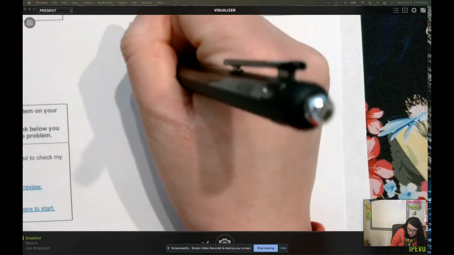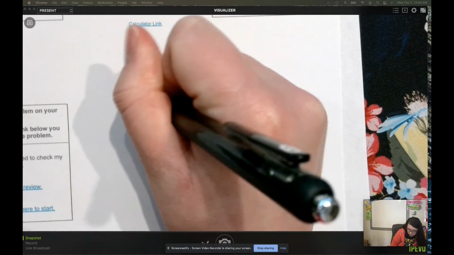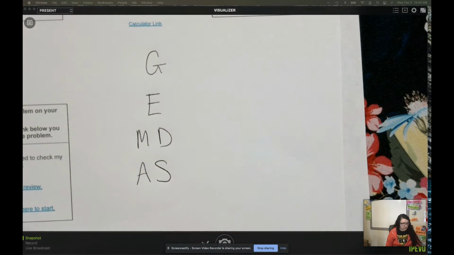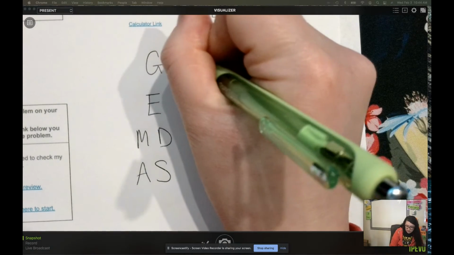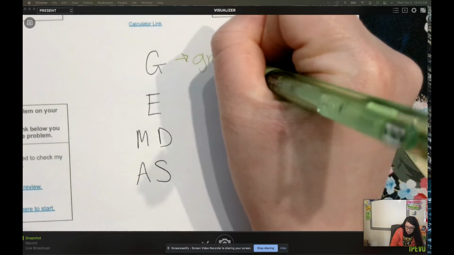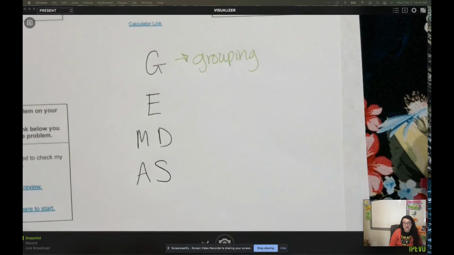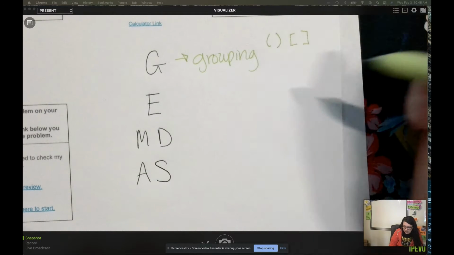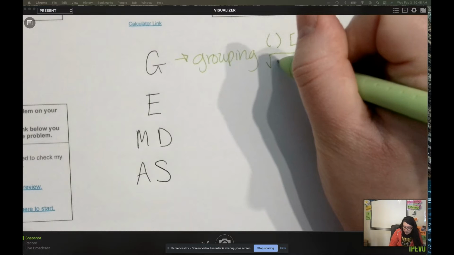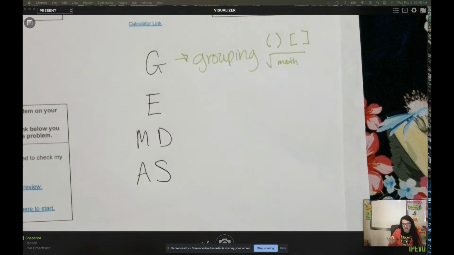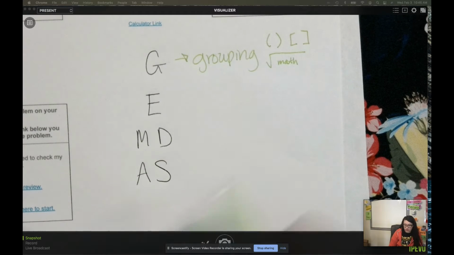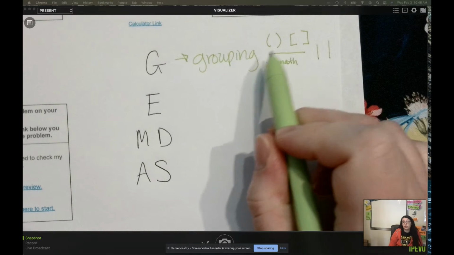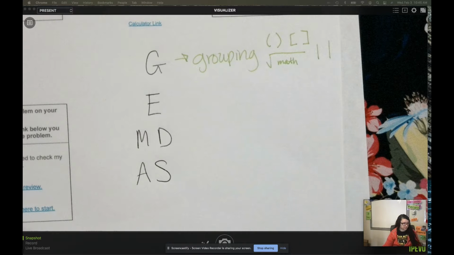So remember, they are GEMDAS. GEMDAS. The G stands for grouping. So that means if I have any parentheses, if I have any brackets, if under a square root I have some math under there, not just a number, if there's math under the square root, and absolute value signs. Those are all examples of grouping that I would want to do first.